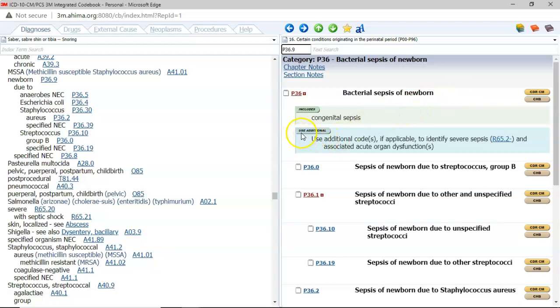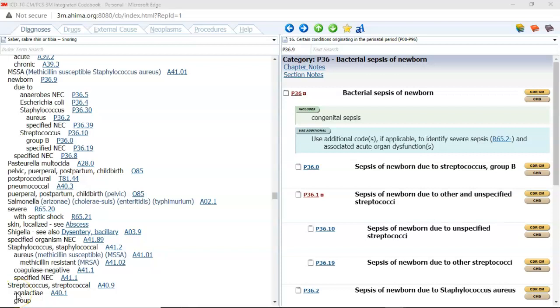And you'll see that it tells you to use additional code for severe sepsis and any associated acute organ dysfunction. This is the same guideline that we have for non-newborns who have sepsis. We would use the same severe sepsis code and also assign a code for any kind of organ dysfunction, respiratory failure, renal failure, that type of thing.